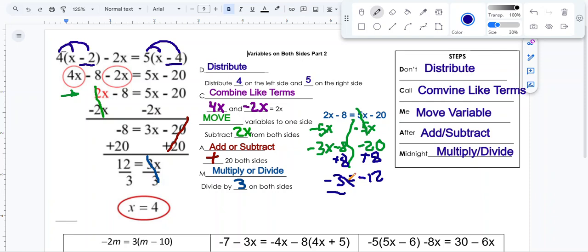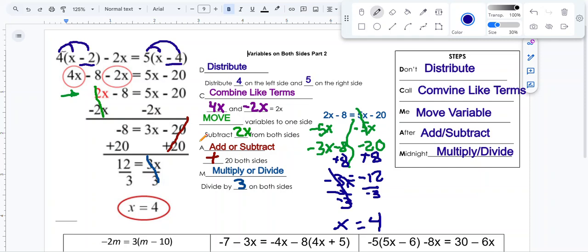That should be negative 3x, sorry. So then I would divide by negative 3 to get rid of those negative 3s and leave me with x. And I would do the same thing to the other side. Negative 12 divided by negative 3 equals 4. So I get the same answer. Do you guys see that? So it doesn't matter which way you move it.